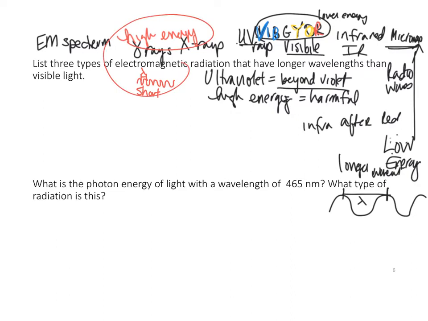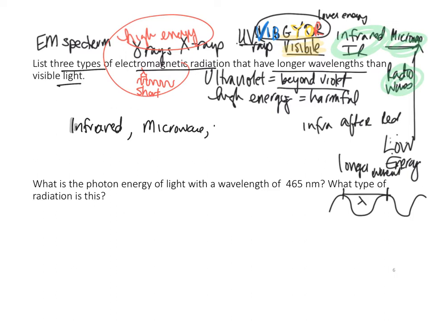Okay, so what does it say? List 3 types of electromagnetic radiation that have longer wavelengths than visible light. So we are looking at, here's the visible, so infrared, microwave, and radio. You can write that down. Infrared, microwave, and radio.